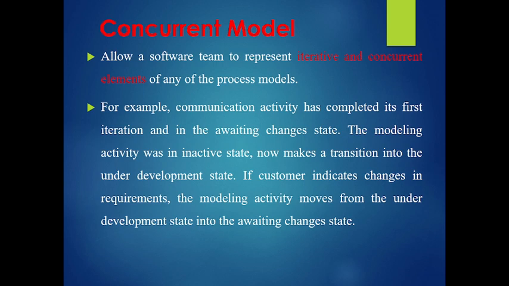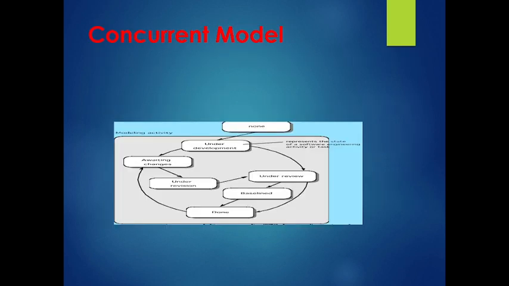Next model is concurrent model. It allows the software team to represent iterative and concurrent elements of any of the process model. For example, communication activity has completed its first iteration and is in the awaiting changes state. The modeling activity was in an inactive state, now makes the transition into the under development state. If customer indicates changes in the requirements, the modeling activity moves from the under development state into the awaiting changes state. So this diagram shows the concurrent model.